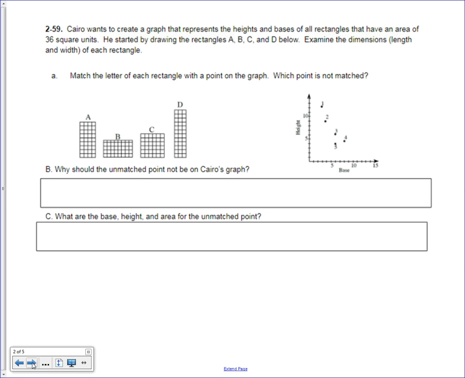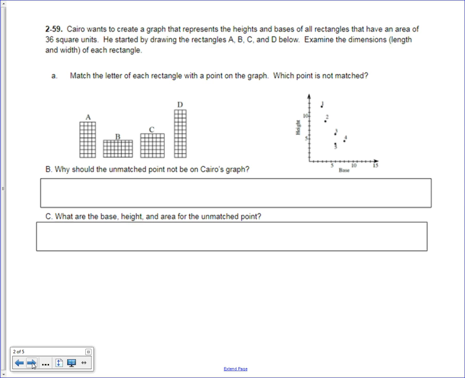Problem number 59, Karia wants to create a graph that represents the height and base of all the rectangles that have an area of 36 square units. He started by drawing the rectangles A, B, C, D below. Examine the dimensions, length and width of each rectangle. So for part A, it says match the letter of each rectangle with a point on the graph. So you could have either done one or two things here. You could have labeled the numbers on the pictures, or you could have labeled the letters on the graph. I labeled the numbers on the pictures.